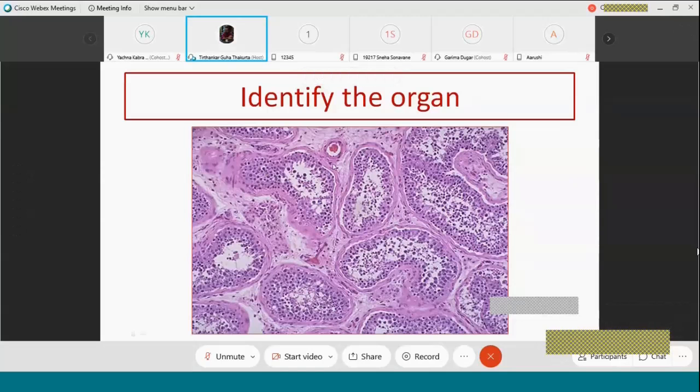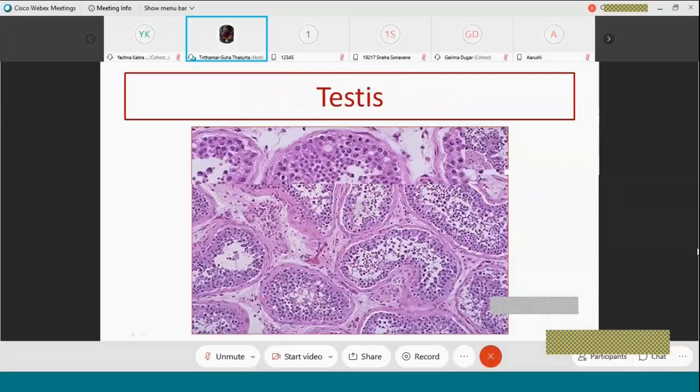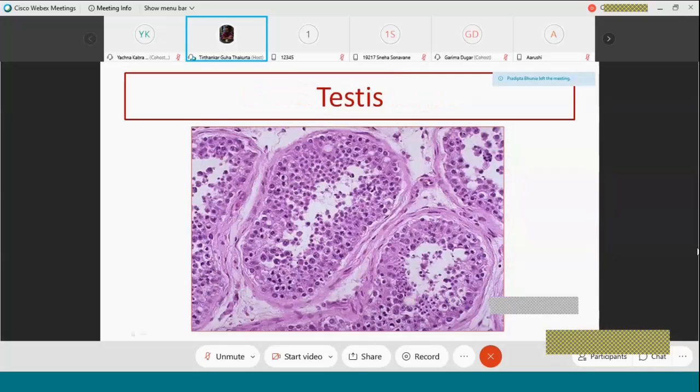So these are the cross sections of the seminiferous tubule. And inside you are getting various stages of spermatogenesis. So this is the cross section of testis. At a greater magnification, you can see cells that have dark nucleus are probably the primary spermatocytes, and those with paler nucleus are probably the secondary spermatocytes. Some of the dots that you see in the center with elongated tail are the mature spermatozoa.